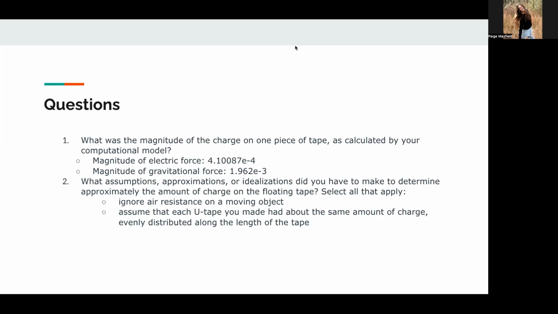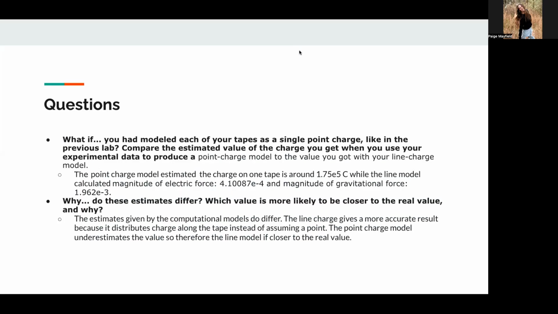The magnitude was calculated by the model to be 4.1, and then 1.962 for gravitational force. We made some assumptions for this. We are going to ignore air resistance on a moving object and assume that the U-shaped tape that we made had the same charge, evenly distributed along the length of tape.